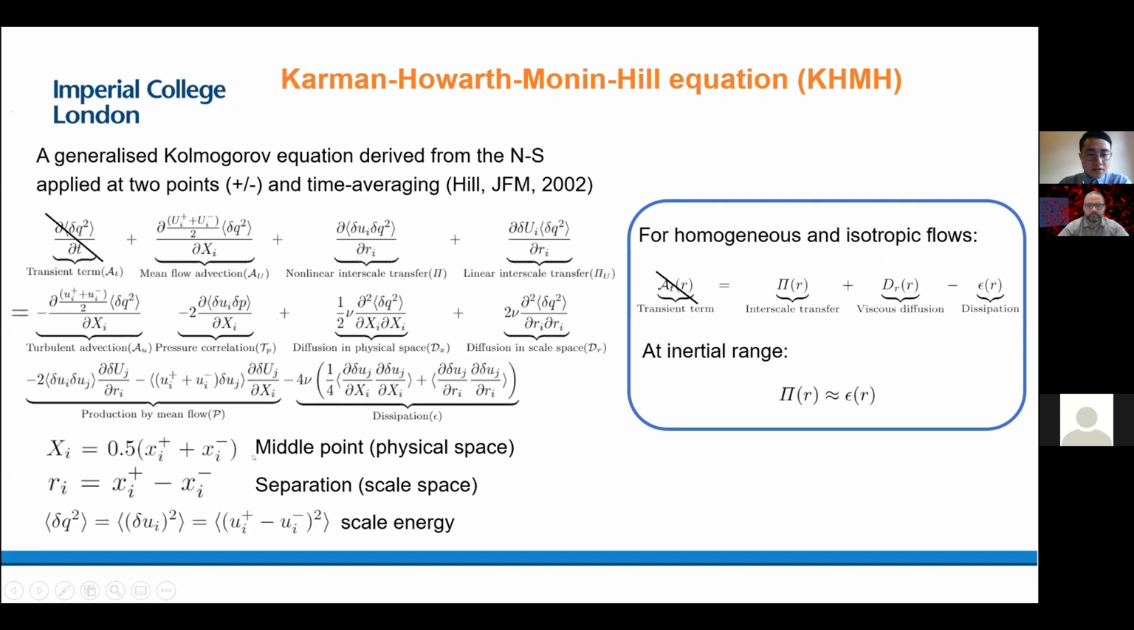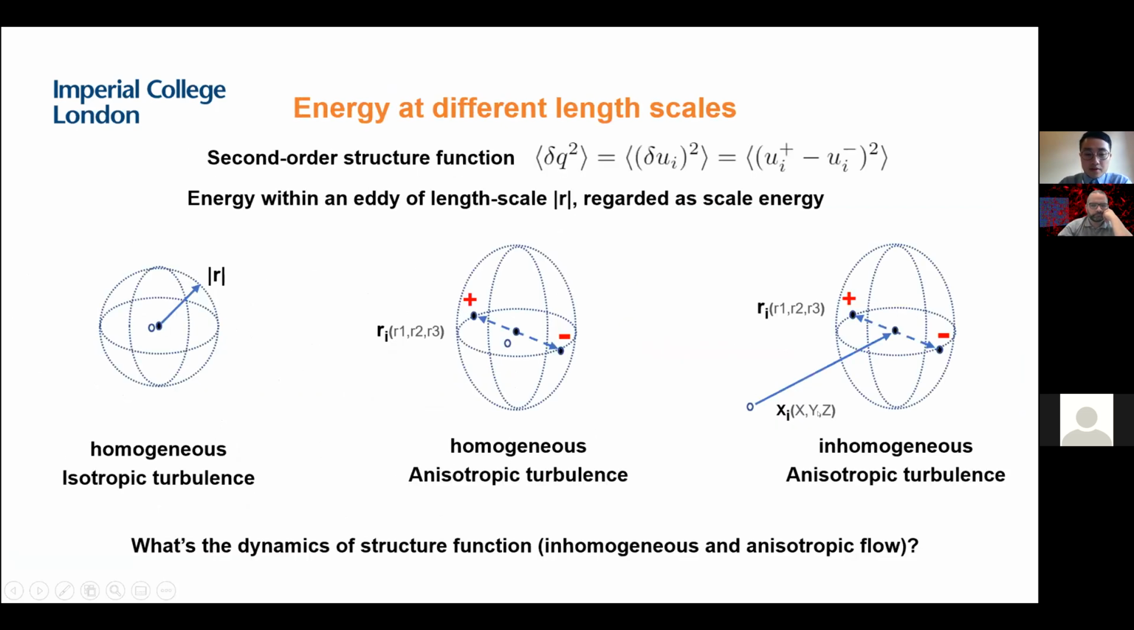Capital X here is the middle point's coordinates, and that represents physical space. Small r here is the separation, representing scale space. These correspond to the 6 dimensions I mentioned in the previous slides.